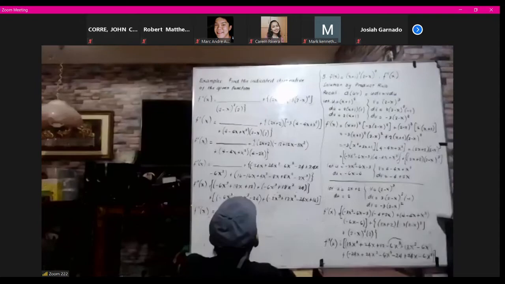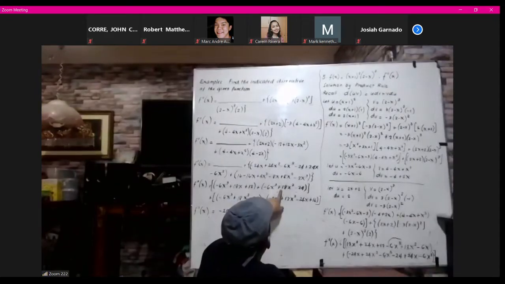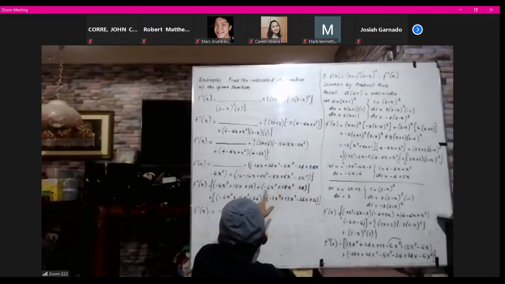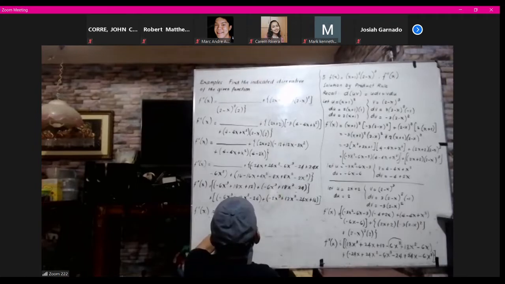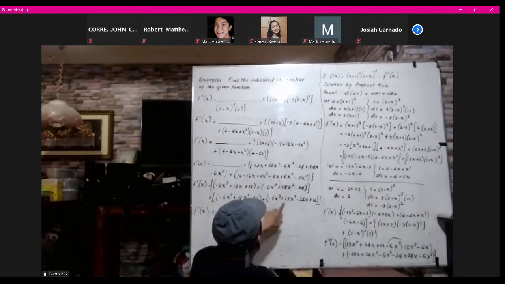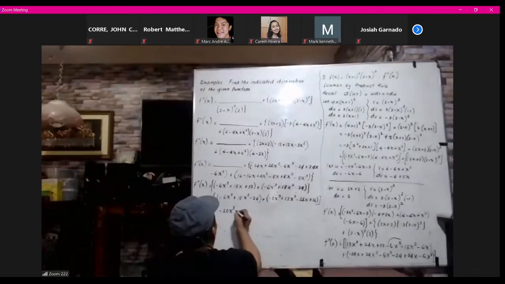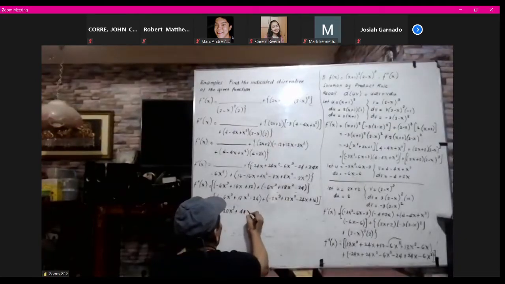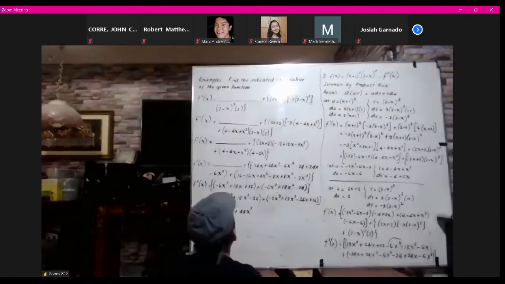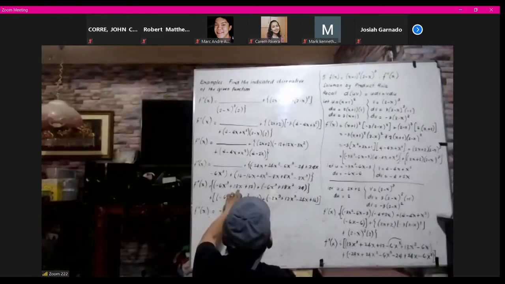Next, punta tayo sa x squared. 18x squared plus 18x squared, so 36x squared. 36 plus 12x squared is equal to 48x squared. So plus 48x squared. So, punta naman tayo sa x. 18x.